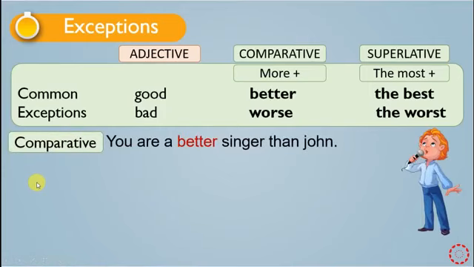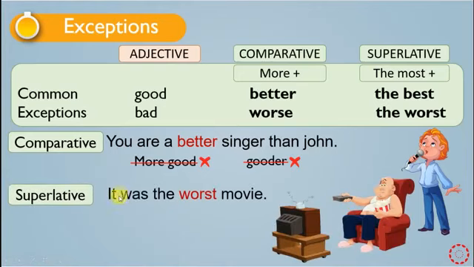Look at this example. You are a better singer than John. We cannot say more good and gooder because good is an exception. We say better for the comparative form. Another example, it was the worst movie. The worst movie. We cannot say most bad and baddest.